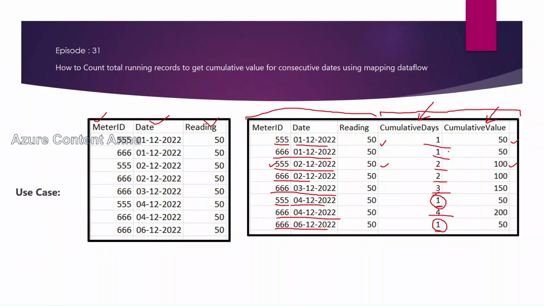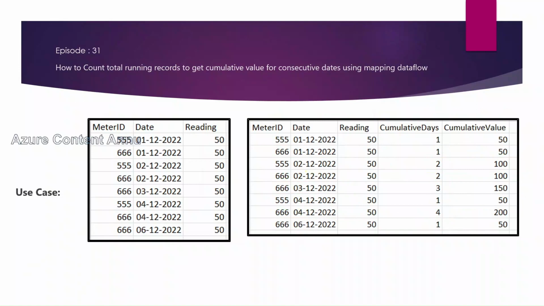So you can see for 555, the first cumulative value is 50. Then let me circle this with another number. So for 555 the second day is 100, and the third day it is 50 again, because this is not a running date, which means it is not a consecutive date. The second day was 2nd of December, the third day is 4th of December. So it has been reset and we get 50 as the cumulative value.